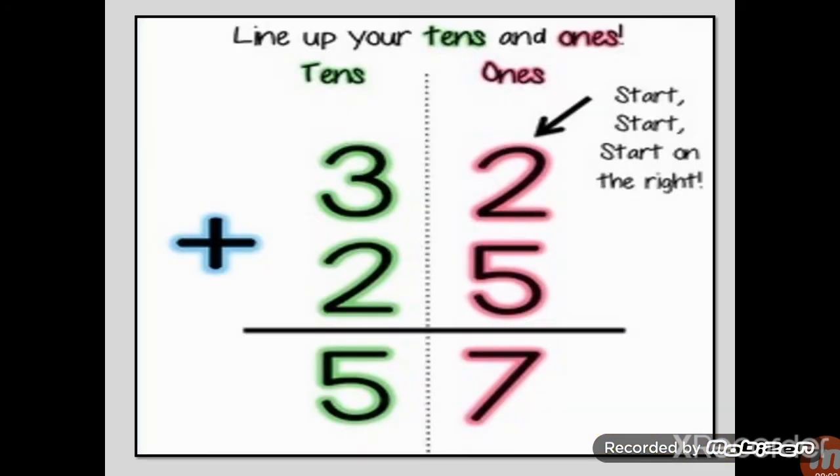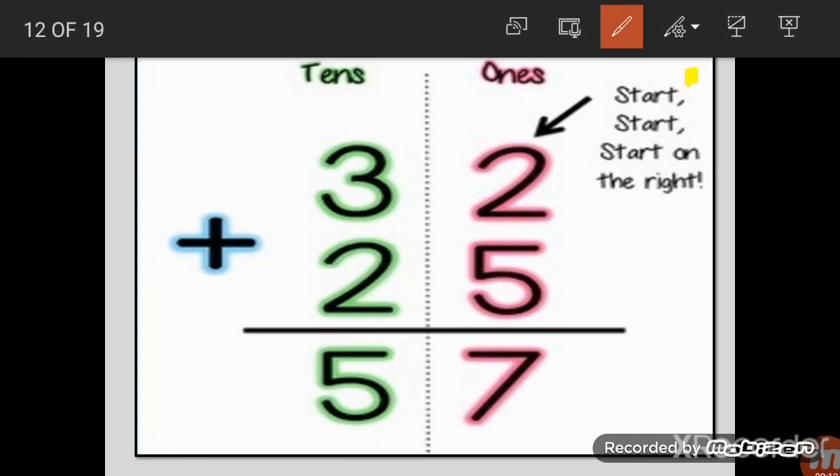Let's see one more example. This is like you have to line up your tens and ones. अभी मैंने आपसे बताया कि you have to place them properly. Okay, start on the right. आपने कहाँ से start करना है? Right side से, that is one side.